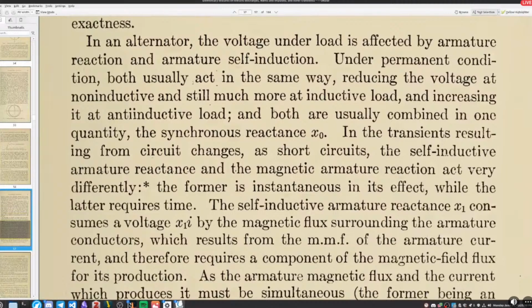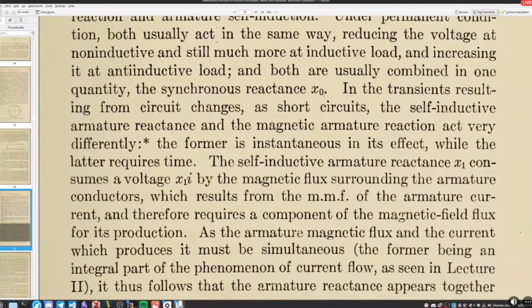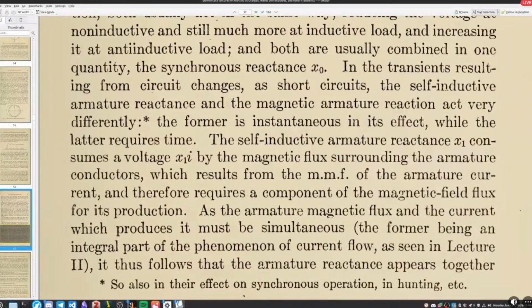Under permanent conditions, both usually act in the same way, reducing the voltage at the non-inductive and still much more at inductive load, and increasing at the anti-inductive load, and both are usually combined in one quantity, the synchronous reactance X naught. In the transient resulting from the circuit changes such as short circuits, the self-inductive armature reactance and magnetic armature reaction act very differently. And we have a little asterisk here to look at later. The former is instantaneous in its effect, while the latter requires time.